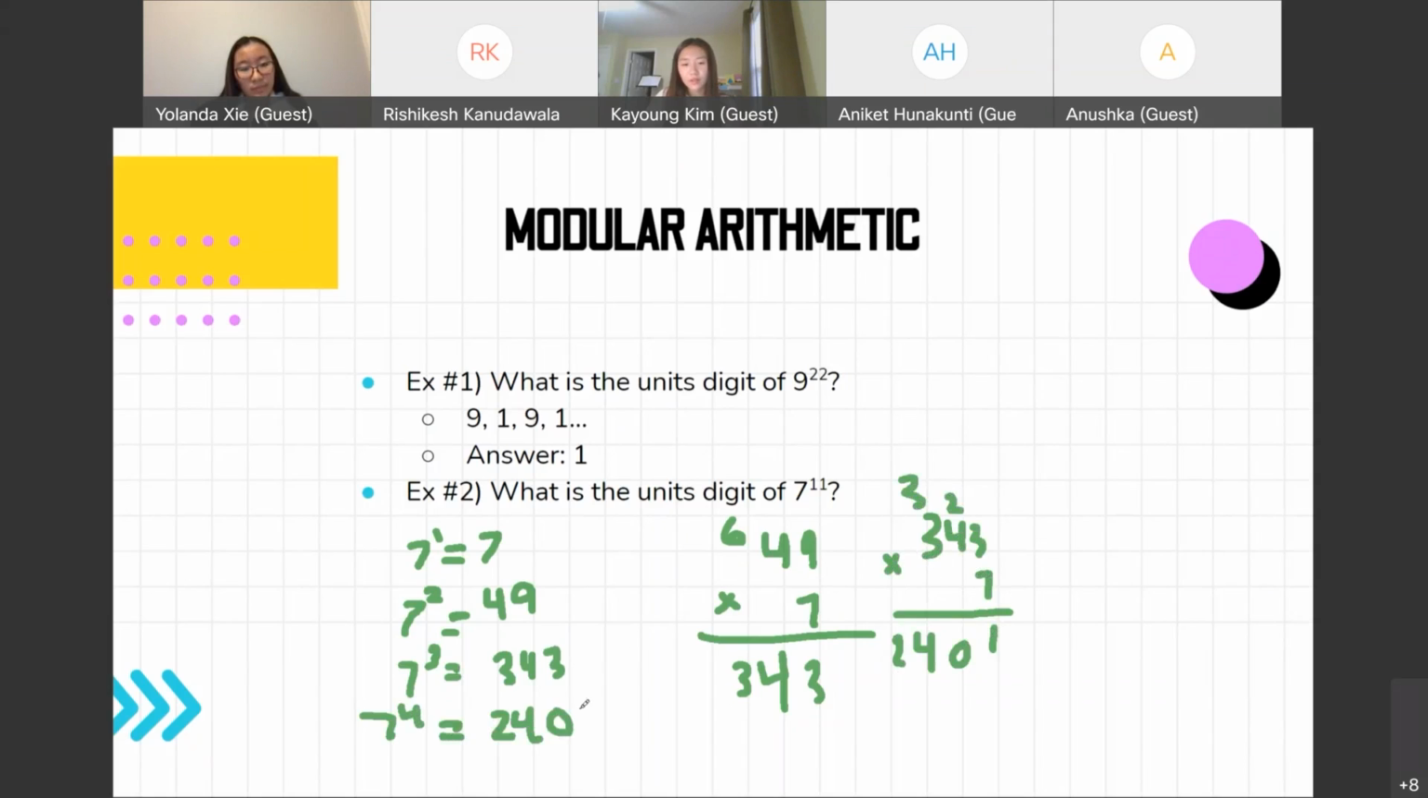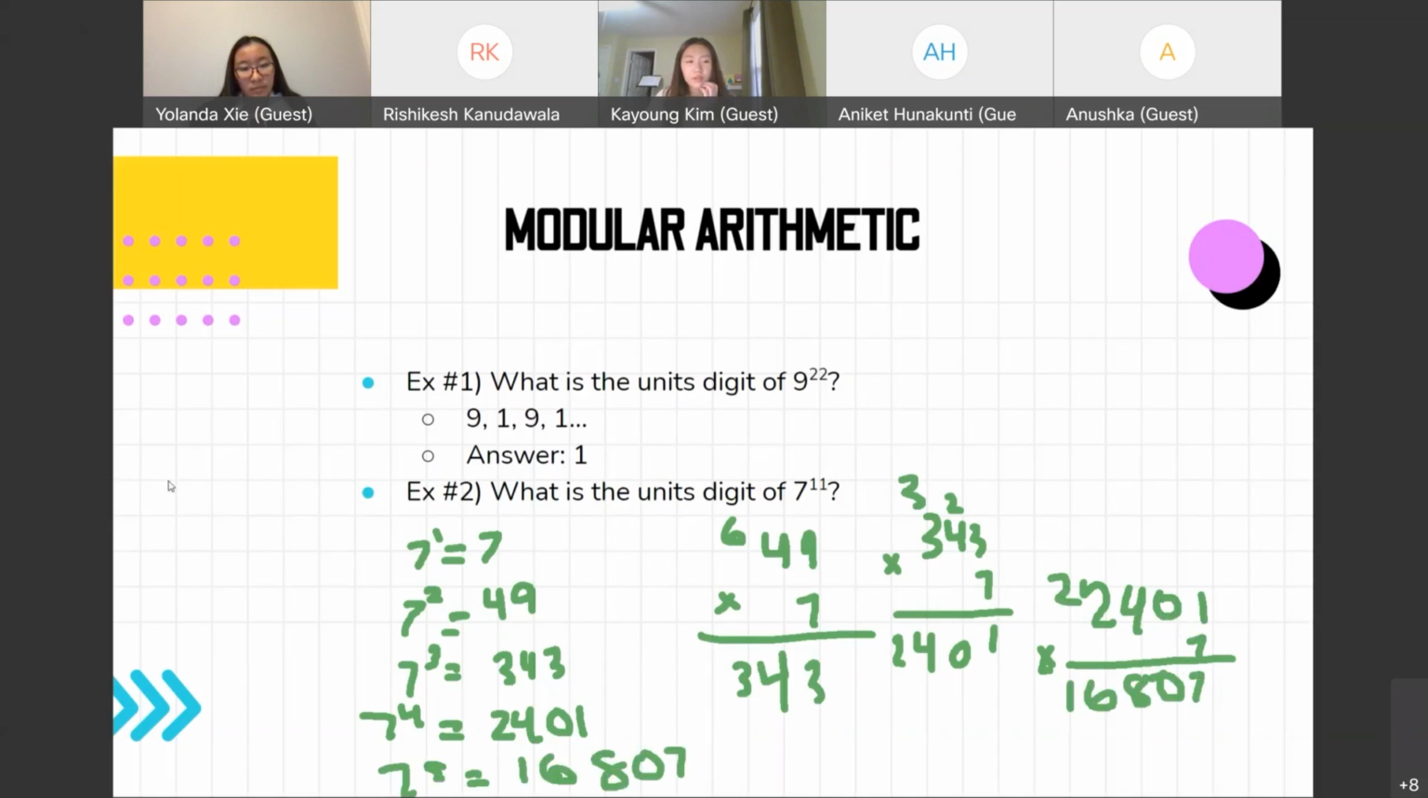Okay. Now, 2401 times 7. I think we've almost found our pattern. 7 times 1 is 7. 7 times 0 is 0. 7 times 4, 28. 7 times 2, 14, plus 2, 16. Well, I still don't get the pattern. Okay, well now let's look at the last digits. 7, 9, 3, 1. Now there's another 7.